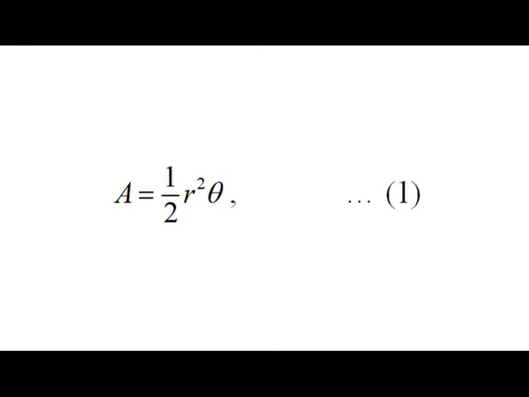In evaluating the limit, x is measured in radians. We first assume that 0 < x < π/2. Hence, using A = 1/2 r² θ with r = 1 and θ = x, the area of the sector of radius 1 and central angle x is x/2.